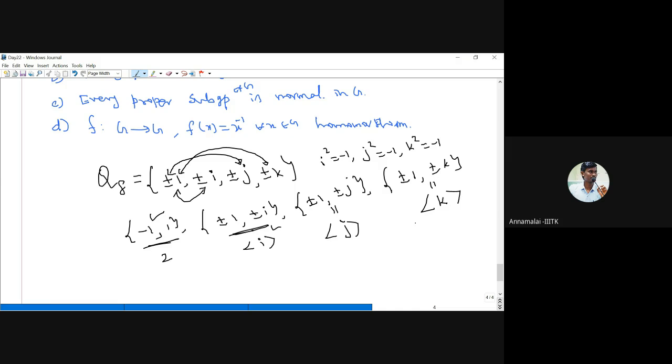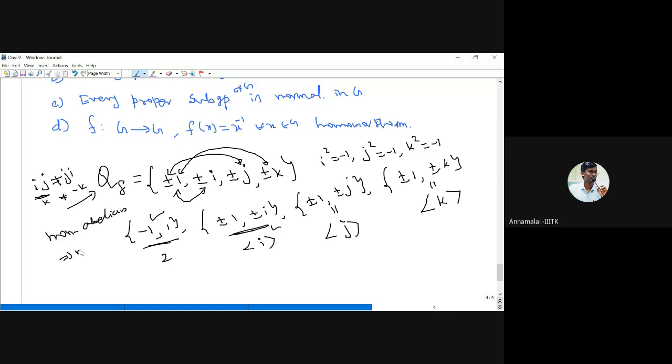Therefore, every proper subgroup is a cyclic group, but the group is not cyclic. This quaternion group is actually a non-abelian group. Every cyclic group is abelian, so if it were cyclic, the group would be abelian. But we know this is a non-abelian group. Why? I into J is not equal to J into I, because I into J is K, but J into I is minus K. Therefore, K is not equal to minus K, so this group is non-abelian.